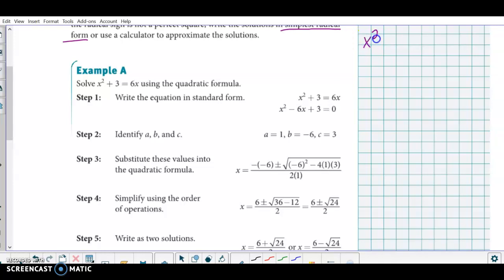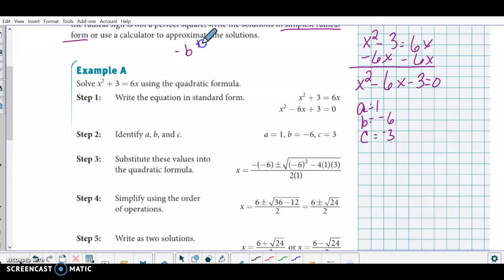So it starts off with x squared minus 3 equals 6x. So this is not in standard form. So I'm going to subtract 6x from both sides, and I get x squared minus 6x minus 3 equals 0. So my a is 1, my b is negative 6, and my c is negative 3. And now we're going to plug into that formula that we were just talking about.